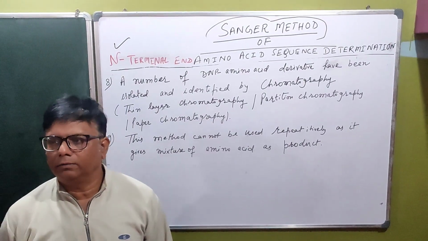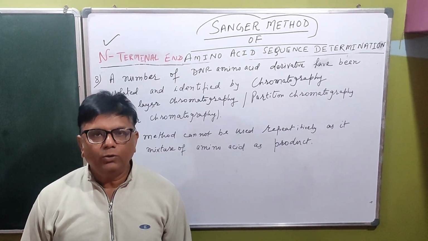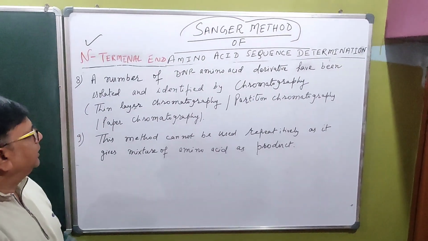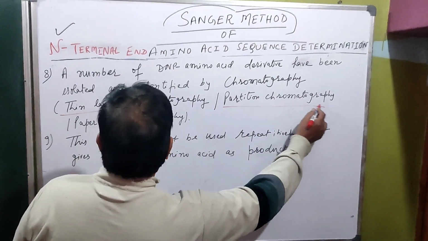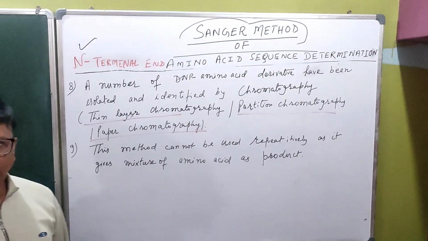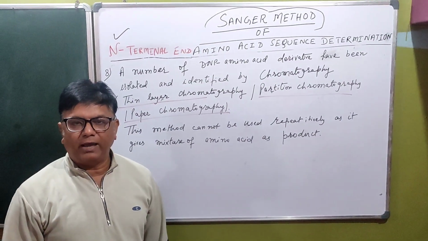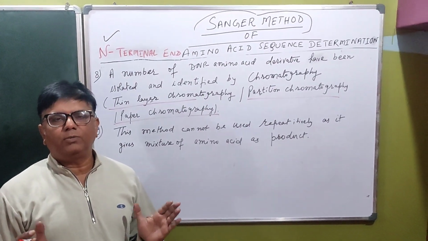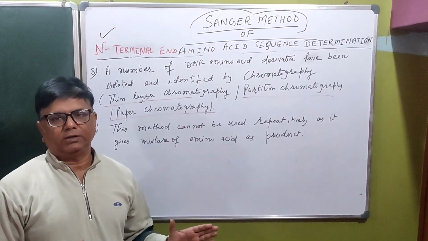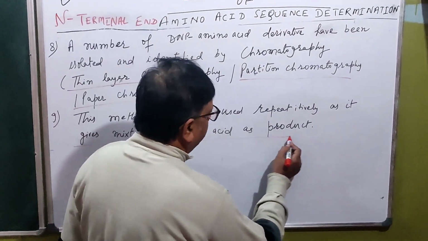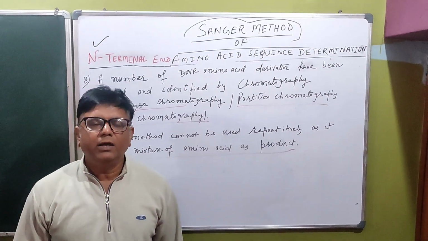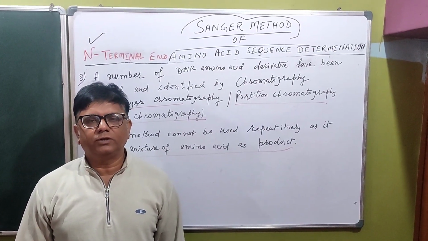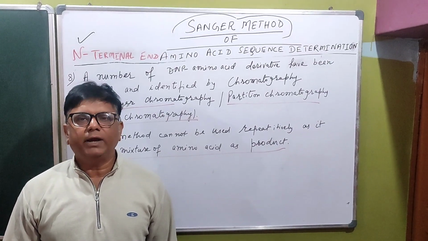A number of DNP amino acid derivatives have been isolated and identified by using chromatography techniques. It can be thin layer chromatography, partition chromatography or paper chromatography. Okay, but the drawback of this Sanger method is that it cannot be used repetitively. That is, you will get only identification of the amino acid which is at the N-terminal end. Okay, so why? Because a complete hydrolysis of the polypeptide takes place and a mixture of amino acids is obtained. So this is all about Sanger's method of determination of amino acid sequence from the N-terminal end. Thank you.